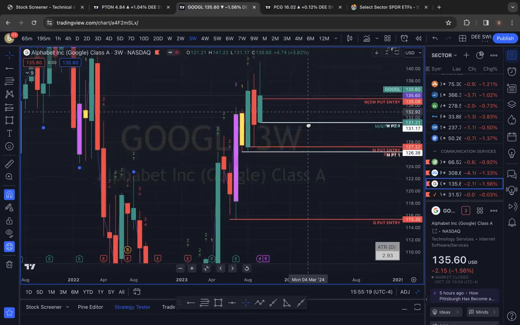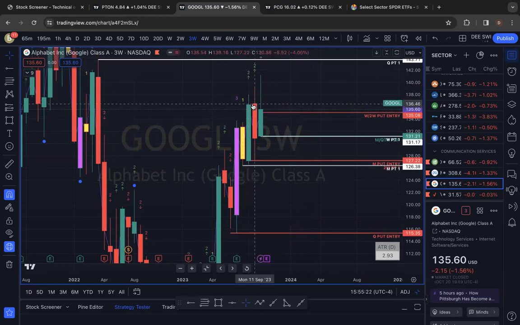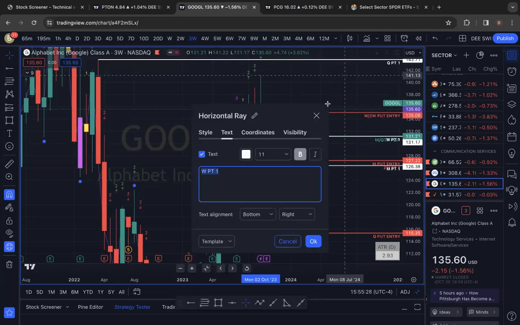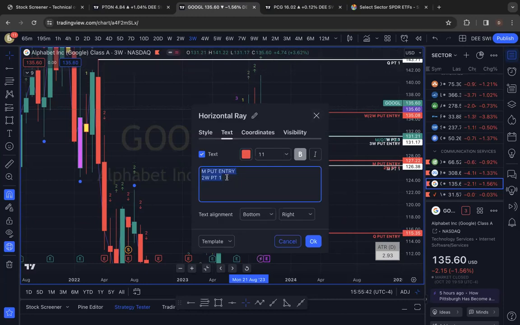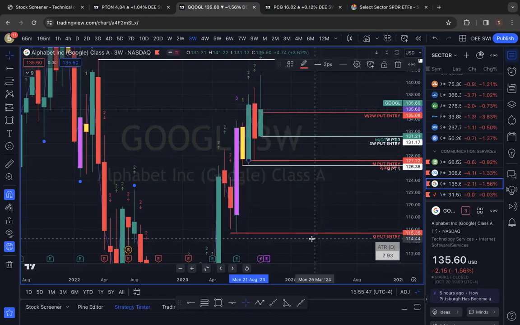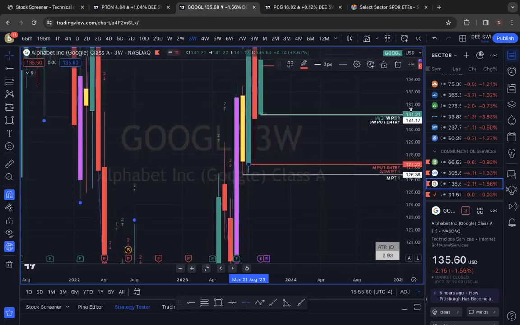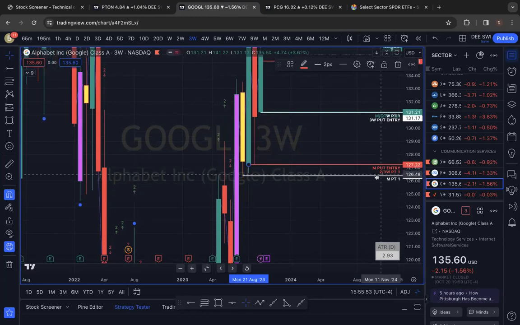So the 3 week is setting up for a possibility of a 2-2 rev. So I want to mark that also. Weekly PT1 is also the 3-week put entry. And that price target is the month's put entry and also the 2 weeks put entry. So they share the same exact price target, the 2 week and the 3 week. The month's put entry is also the 2 and the 3 weeks price target.